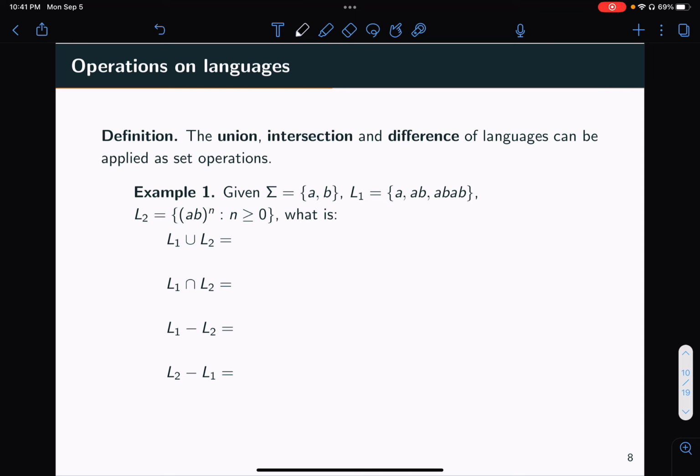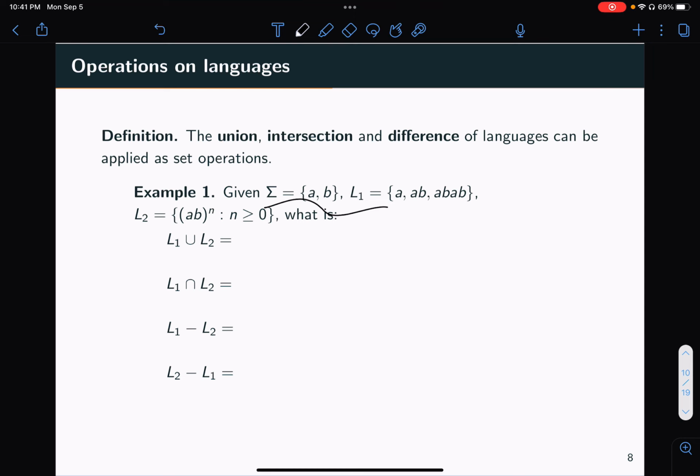So the union, intersection, and difference are three of those operations. They're defined similarly as they are defined in set operations. So instead of redefining them, I'm just going to give a few examples. I have the language L1, which is {A, AB, ABAB}. And then the language L2, which is AB^n for n greater or equal to 0.